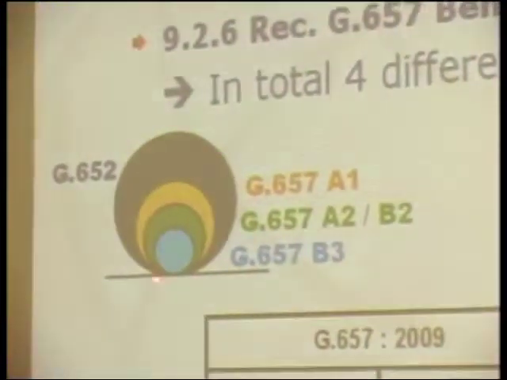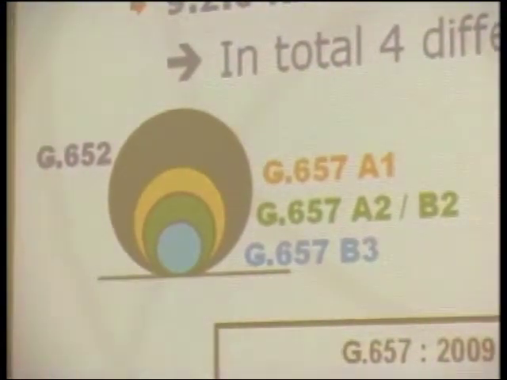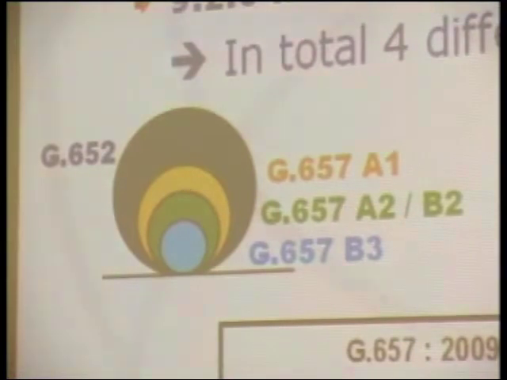It can be visually indicated over here. If we have a bending radius, the minimum bending radius for a 652 fiber, you see it over here. For an A1 fiber, you can bend it up to 10 millimeter radius. A2 and B2, you can bend it to 7.5 millimeter radius, and the B3 fiber can be bent up to a radius of 5 millimeter. So these are the different bending specifications we have in this category.